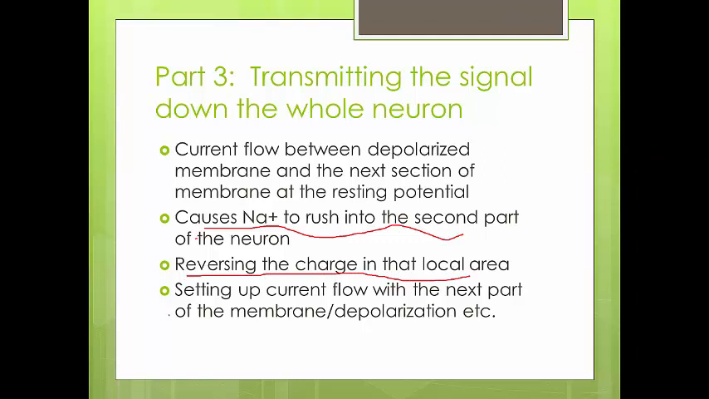And now we can get current flow taking place between what was the blue part and the next part of the membrane, resulting in depolarization and then current flow. And then it just continues, depolarization and then current flow down the rest of the axon.